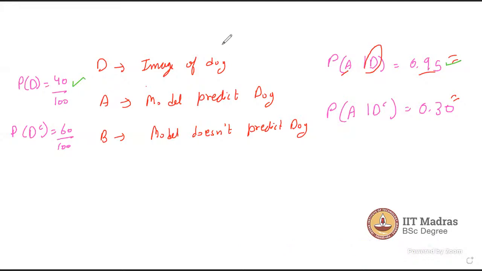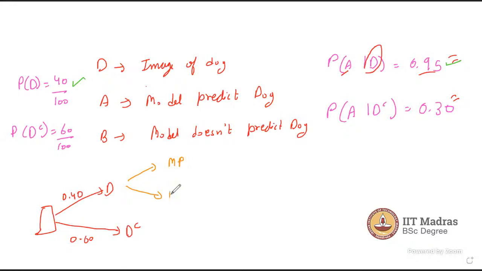See, there are some images, some 100 images, right? 40% are of dogs, and 60% are of not dogs, right? Next, you can divide it into two parts: the model predicts it and the model doesn't predict it. Model predicts dog, model does not predict dog. Same for the not-dog images.